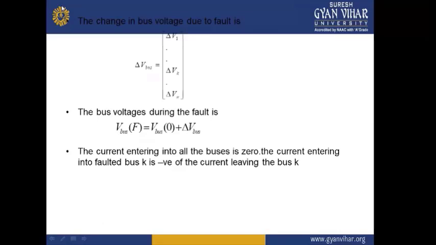Now the change in the bus voltage due to the fault will be given by delta V bus, which is equal to delta V1 and so on till delta Vk and so on till delta Vn, if we have n buses and k is the faulted bus. The bus voltage during the fault is V bus equal to V bus 0 plus delta V bus, and the current entering all the other buses is 0, and the current entering the faulted bus K is the negative of the current leaving the bus K.